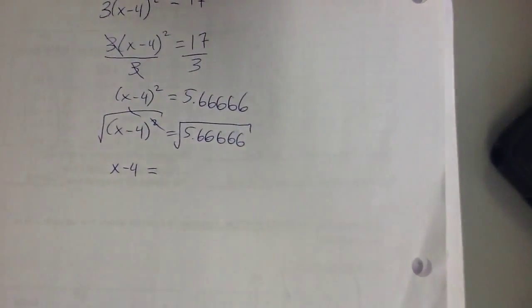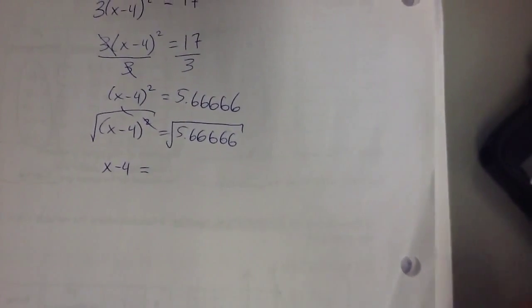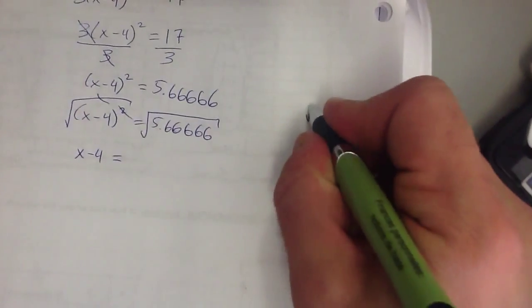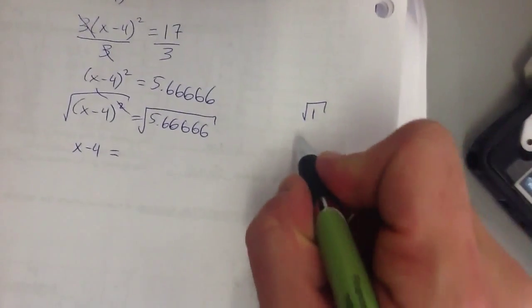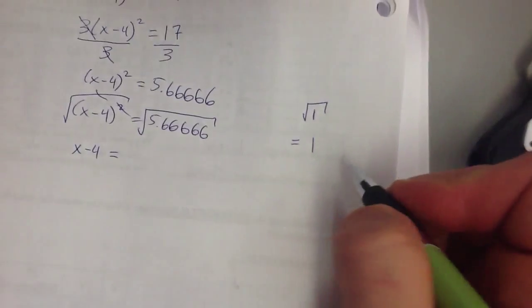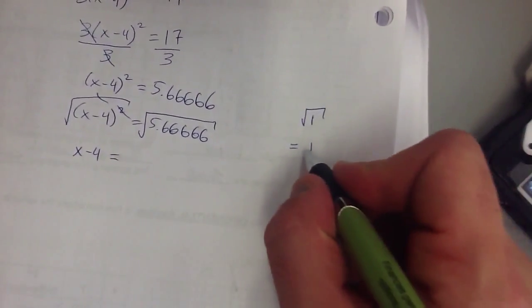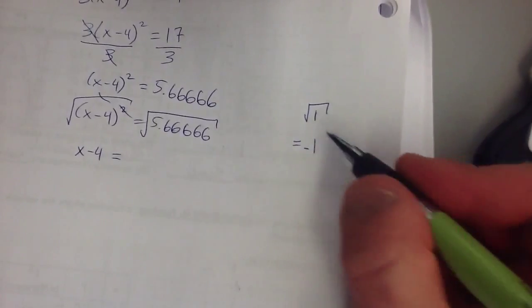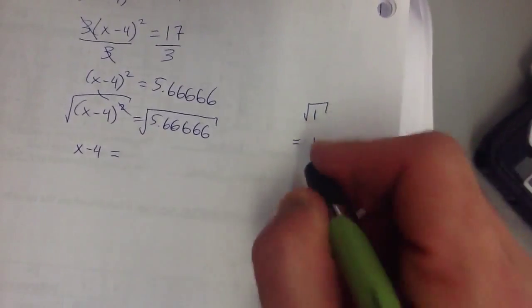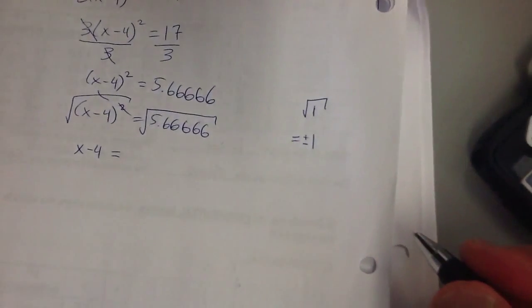And on this side, just be careful, because I had mentioned before the square root of 1. The square root of 1 is positive 1. Why? Because 1 times itself is 1. But the square root of 1 is also negative 1. Why? Because negative 1 times negative 1 is also positive 1. So it's plus or minus.